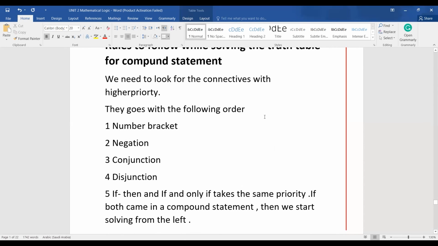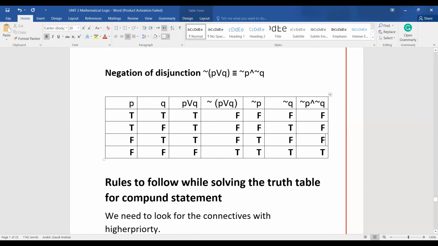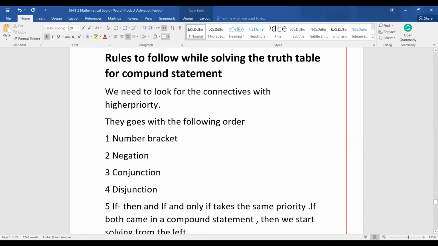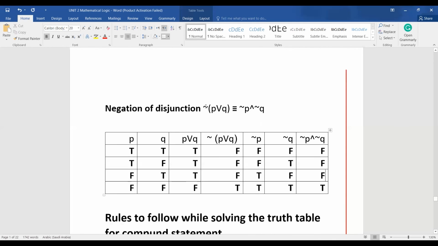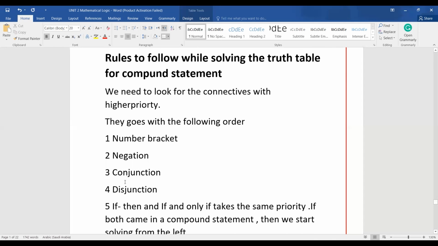First, the bracket. When we have a bracket, we need to solve the bracket first. That's why here we first solved P or Q, then only we did the conjunction, because the bracket has the higher priority. Next, we need to do the negation. When we have a negation, then it has to be solved first. Like in here, we have negation P and negation Q. We didn't do P and Q. First, we did the negation P, negation Q, and then only we solved and.